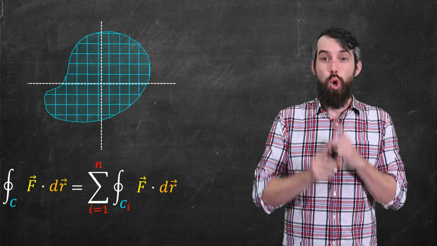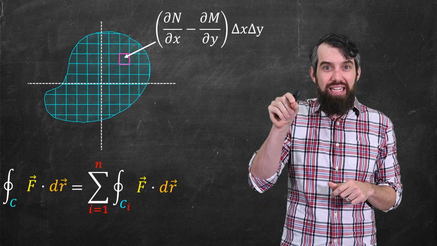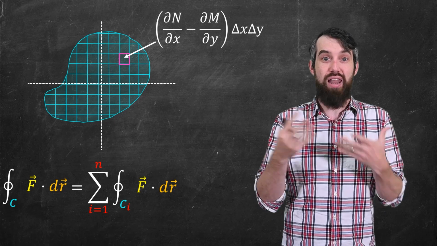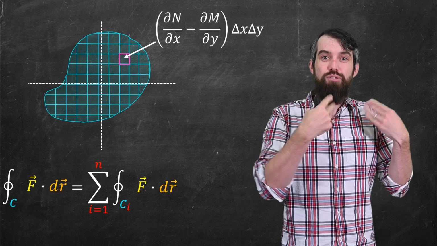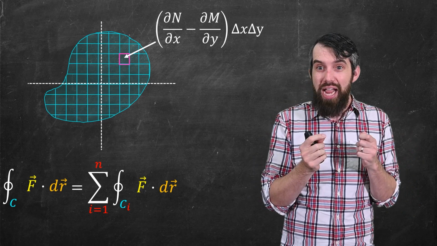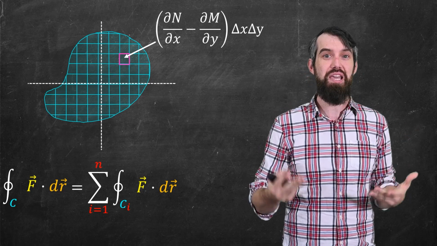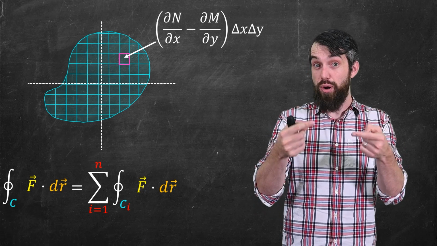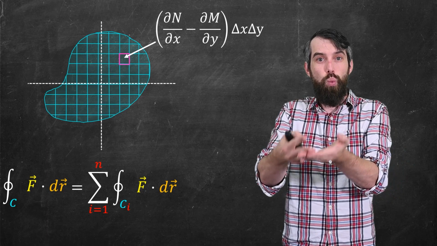Okay, now here's where the real magic comes in. If I focus on just one specific little region here, so I'm imagining a tiny little rectangle, and I'm computing, well, what is the circulation around that line integral? What is the line integral going to be? Well, in our previous video, when we introduced the notion of circulation density, we computed that the line integral around some infinitesimal rectangle could just be given by the circulation density, partial of N with respect to x, minus the partial of M with respect to y, times the area delta x delta y.